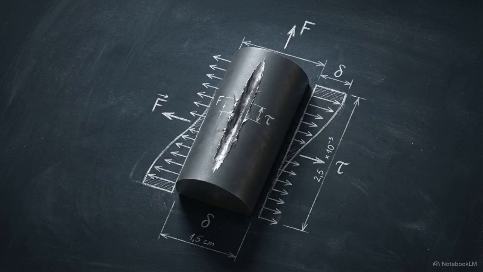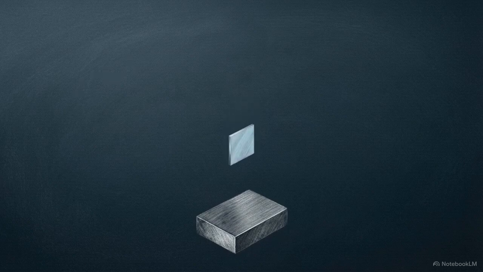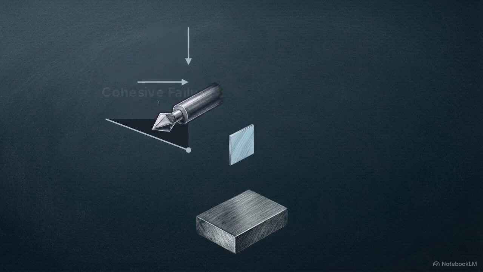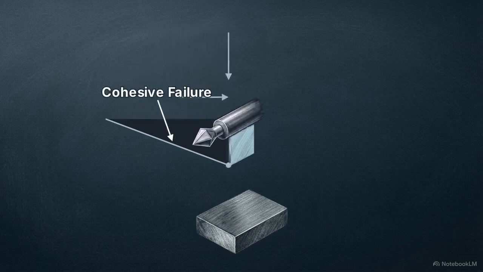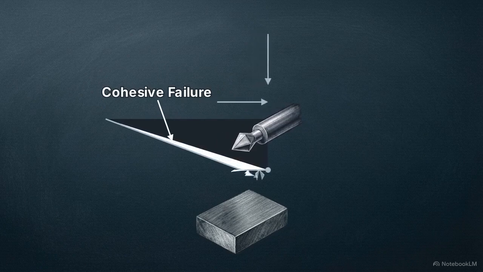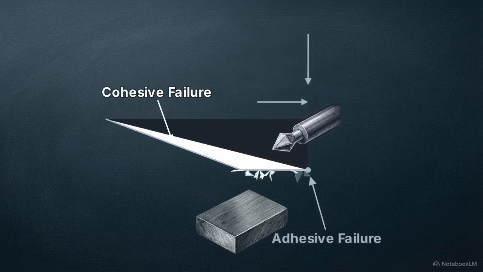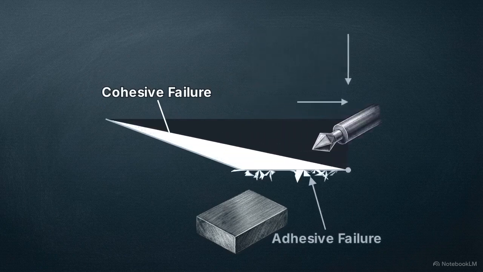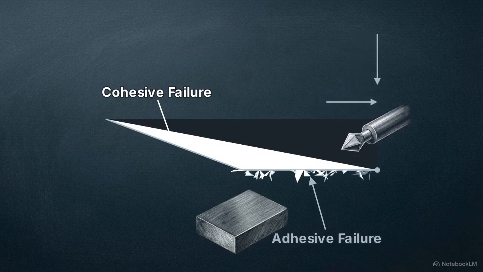For more robust systems like chromium nitride coatings on steel, engineers employ scratch testing. In this test, a specialized stylus applies either a constant or a progressively increasing load while being dragged laterally across the surface. This progressive force methodically forces failures, allowing us to identify the exact cohesion limits of the material and the specific sites where interfacial adhesion gives way.